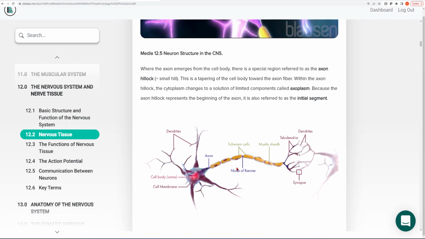Let's take a look at a couple more features of a typical looking neuron.